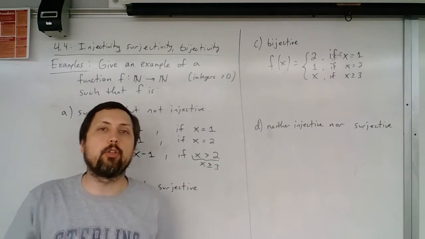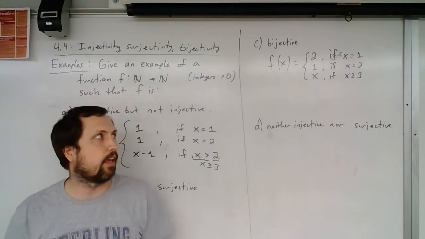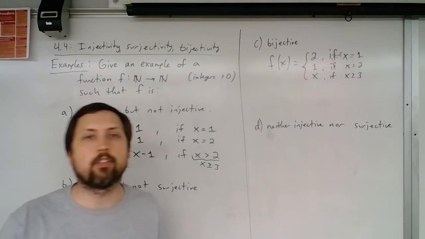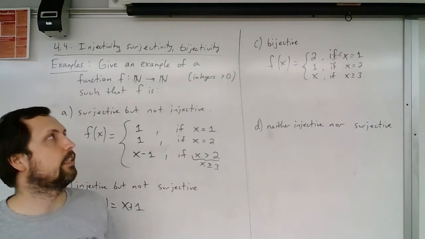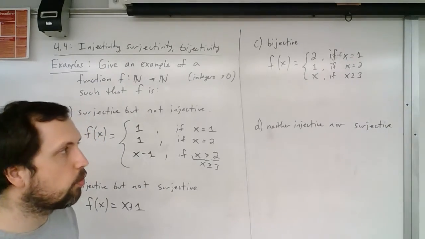That 1 gets mapped to 2, 2 gets mapped to 1, and then everything else just gets mapped to the same thing. So there's lots of other creative examples you can do for bijective. There's a whole lot of those. Obviously, there's an infinite number of all of these, but indeed, that one's maybe the easiest. Now, neither injective nor surjective.